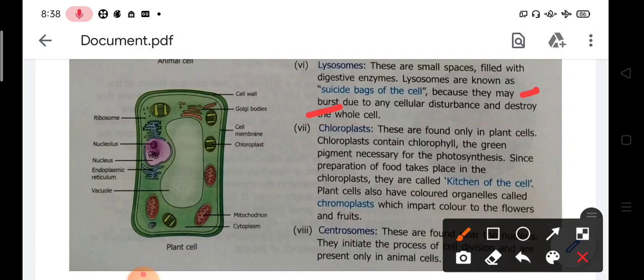Now next we talk about the chloroplast. Okay, chloroplasts are what? These are only found in plant cells because they are responsible to provide color to the plant parts.